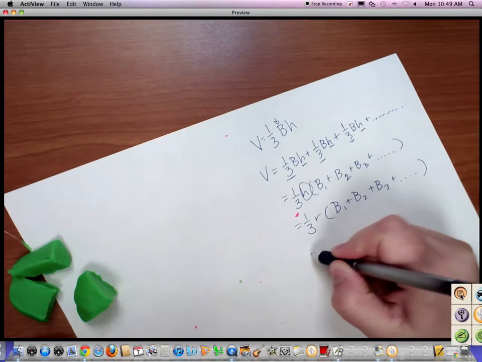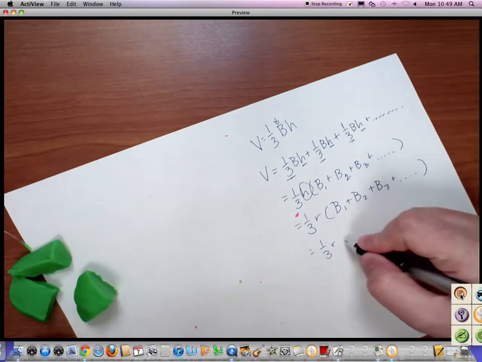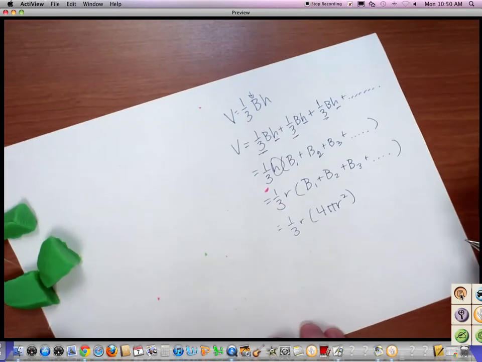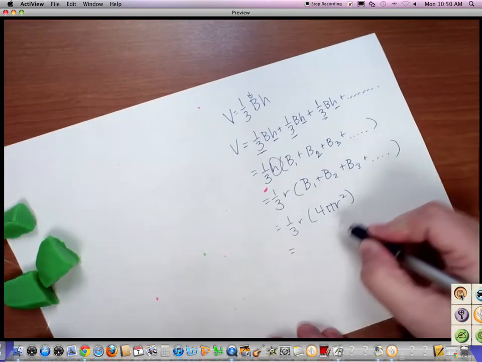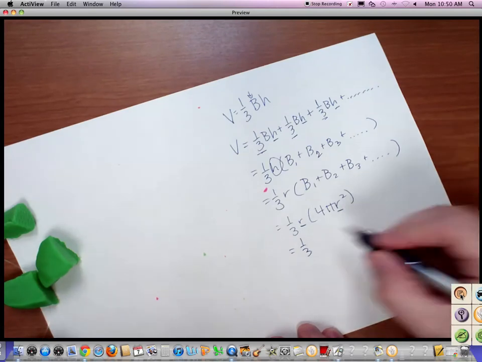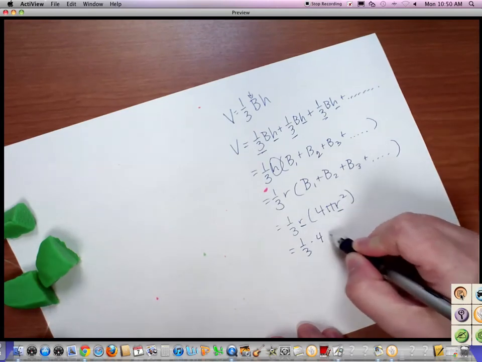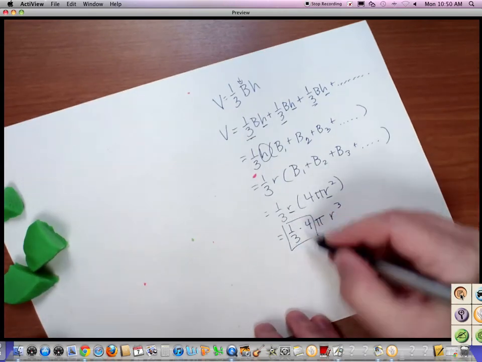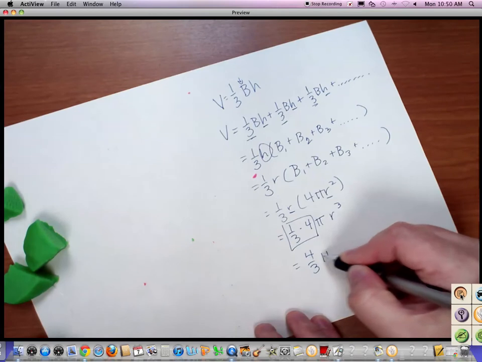Hey, what's the formula for the surface area if I add all those bases? 4 pi r squared. That's from last chapter. Keep going. Let's see. 1/3. I have an r here and an r squared here. So I have 1/3 times 4 times pi times r cubed. And wait a minute, 1/3 times 4 is 4/3 pi r cubed.